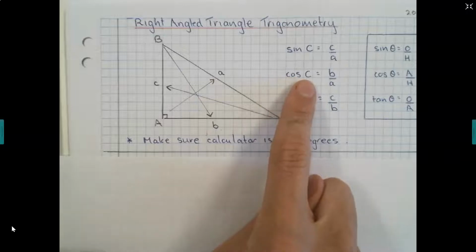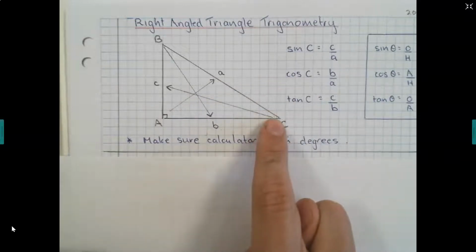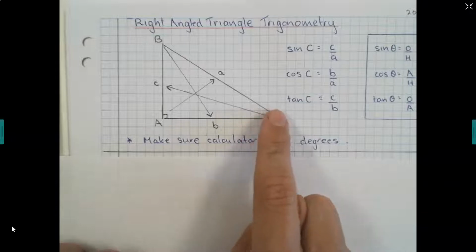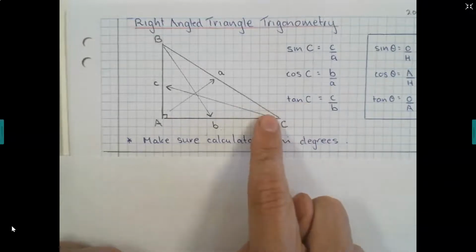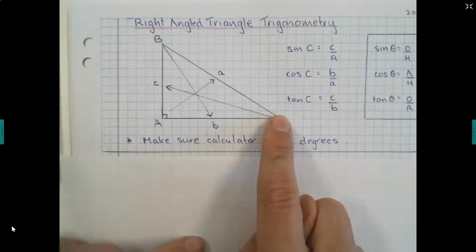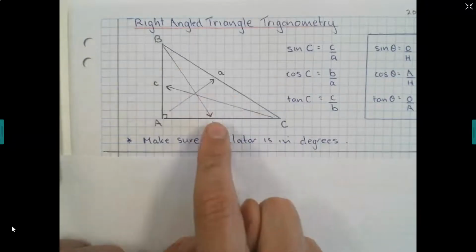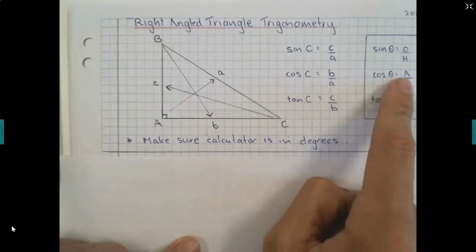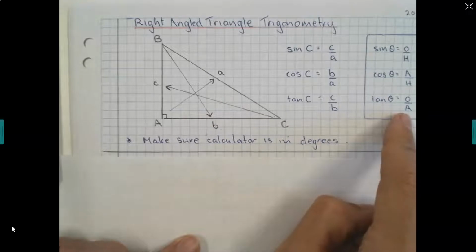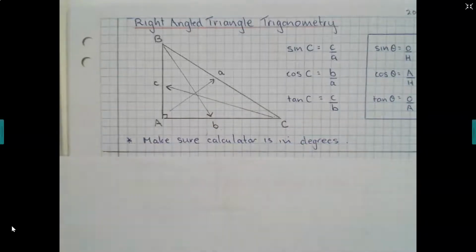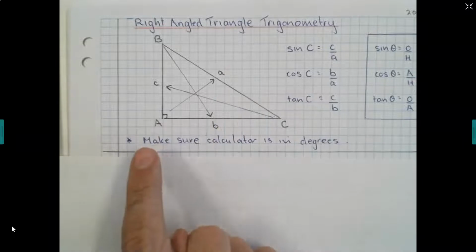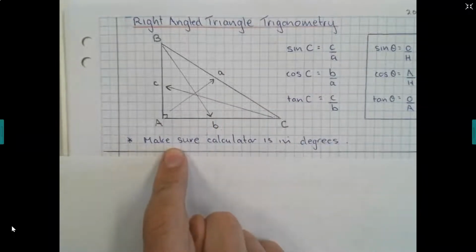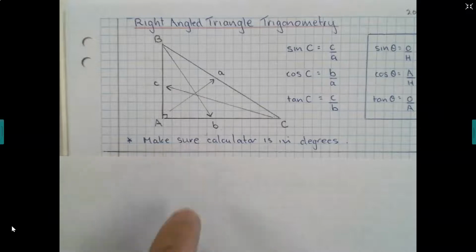Or if I wanted to do cos of C, so cos of this angle, it's adjacent over hypotenuse, which is b over a. And finally tan of C, which is opposite over adjacent, which is c over b. So sine theta is opposite over hypotenuse, cos theta is adjacent over hypotenuse, and tan theta is opposite over adjacent. When we're working through these, you need to be careful and make sure that your calculator is set in degrees, not in radians. So just take a moment and quickly copy that into your exercise books.